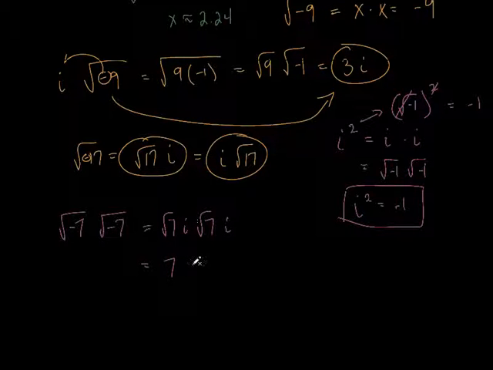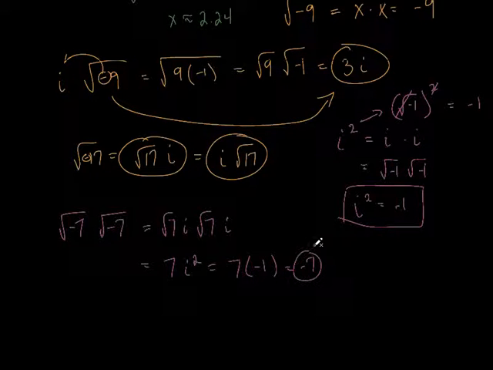Now look at this. I got an i times an i. Well, i times i is i squared. And now we just learned a second ago what i squared is equal to. What's i squared equal to? It's negative 1. Okay, so what's 7 times negative 1? It's negative 7. Alright?